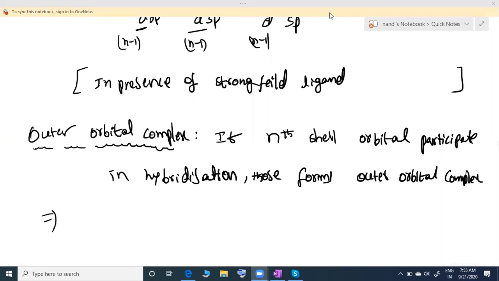Outer orbital complex means the nth shell orbitals participate in hybridization. Those form an outer orbital complex. I will explain with examples. You don't worry about that one. These are just words I am giving, the terms involved in VBT. I am going to explain everything with examples. Clear? So now we can take some examples.